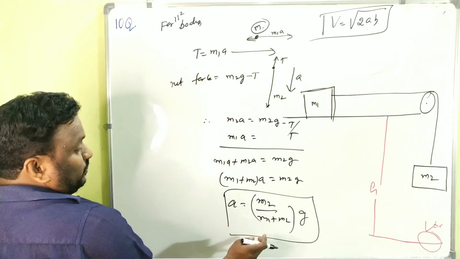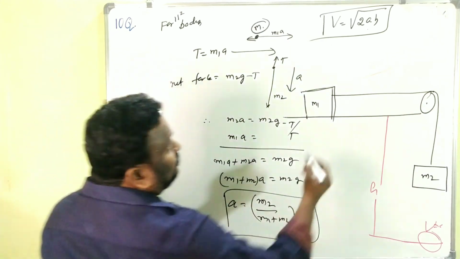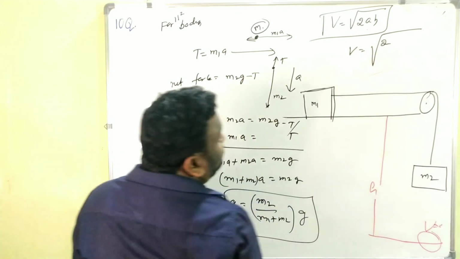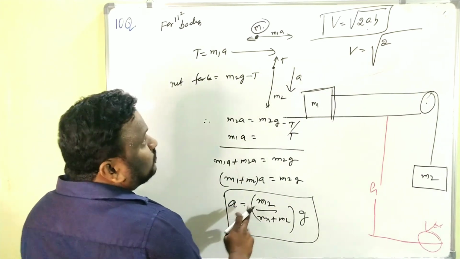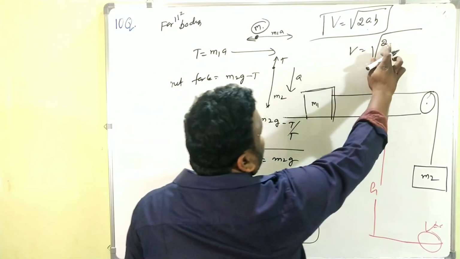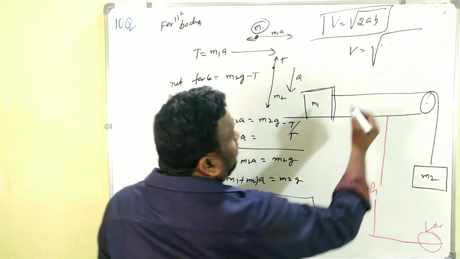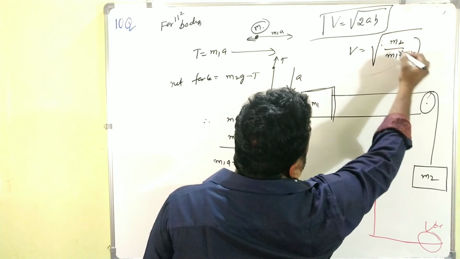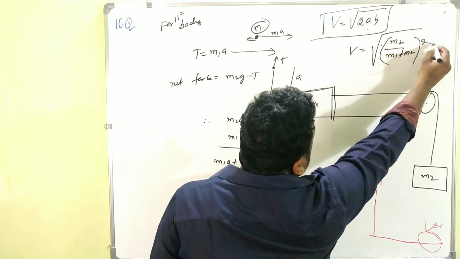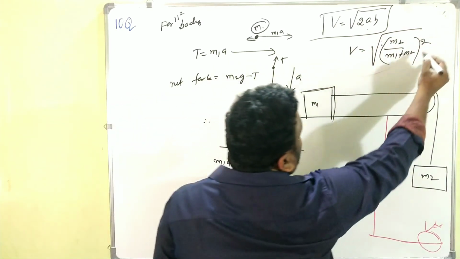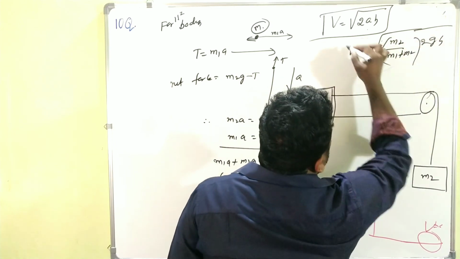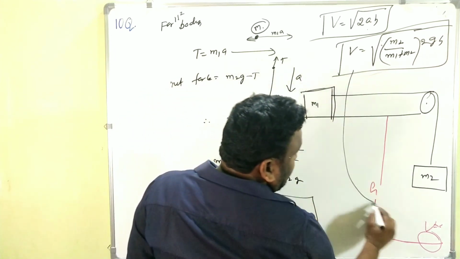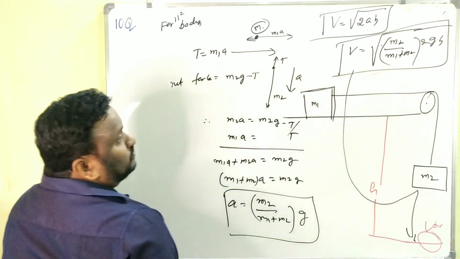Now in that formula you have to substitute. v is equal to under root of 2 into a, where the value of a is M2 by M1 plus M2 into g, and 2 is already there, and g and h. Then you get v is equal to under root of M2 by M1 plus M2 into 2gh. So with this velocity M2 touches the ground.